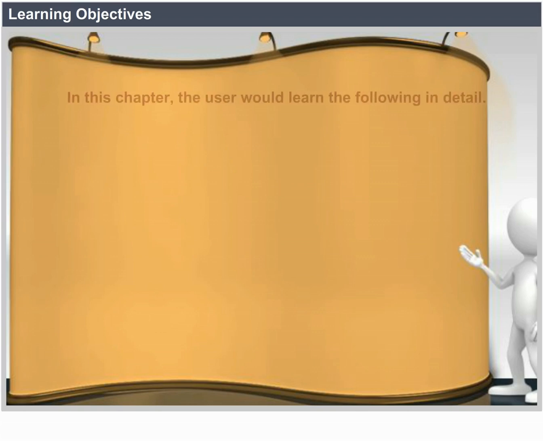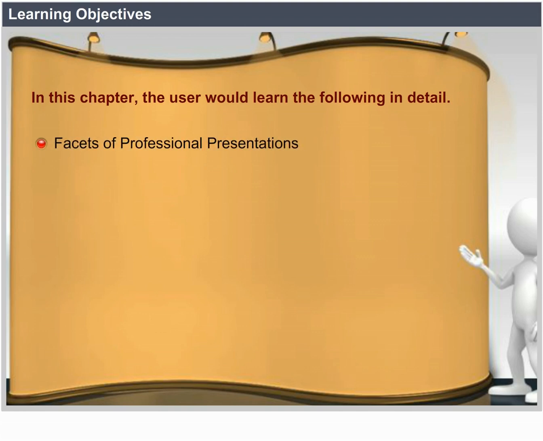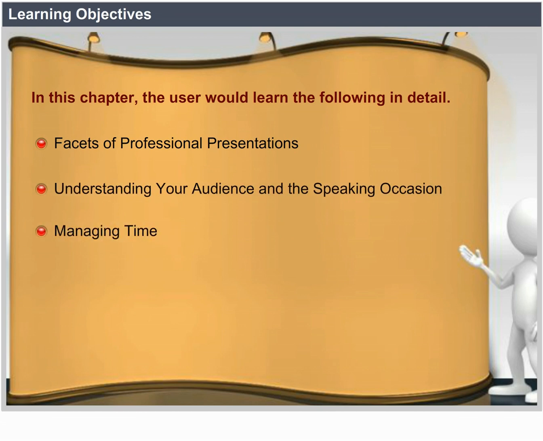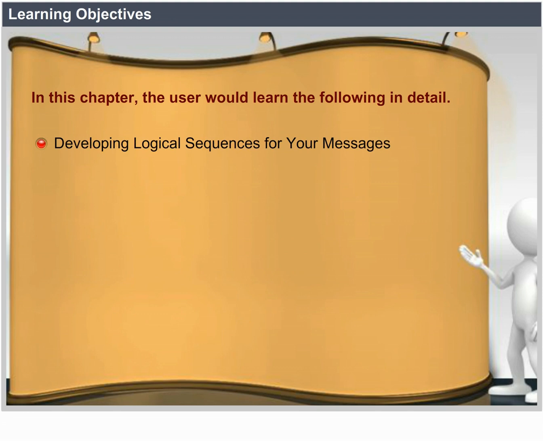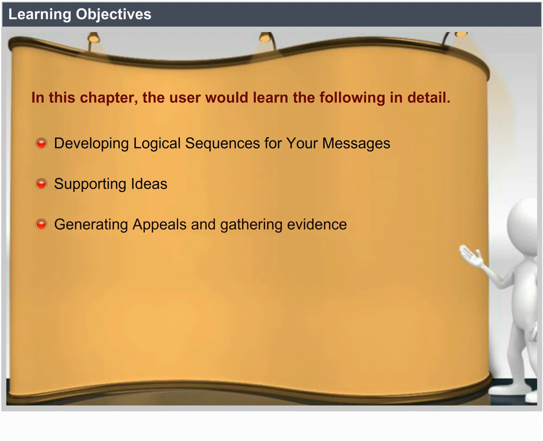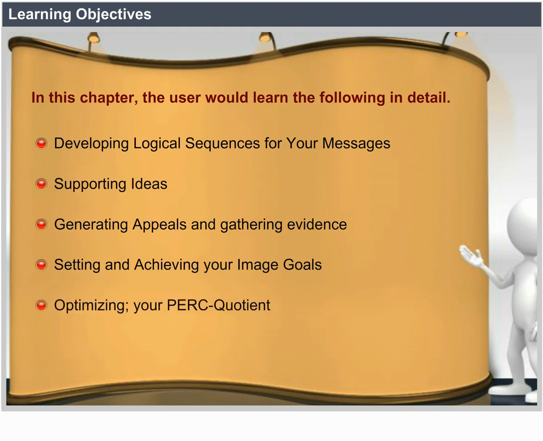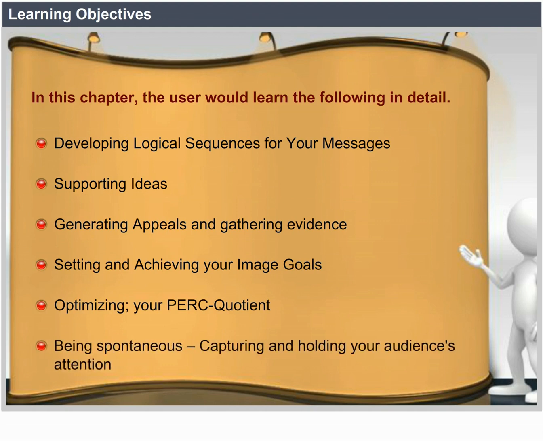Learning objectives. In this chapter, the user would learn the following in detail: facets of professional presentations, understanding your audience and the speaking occasion, managing time, establishing your presentation goals, selecting the best format for your presentation, brainstorming, developing logical sequences for your messages, supporting ideas, generating appeals and gathering evidence, setting and achieving your image goals, optimizing your PERC quotient, being spontaneous, capturing and holding your audience's attention.